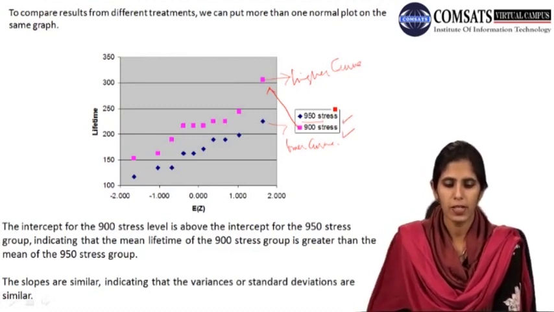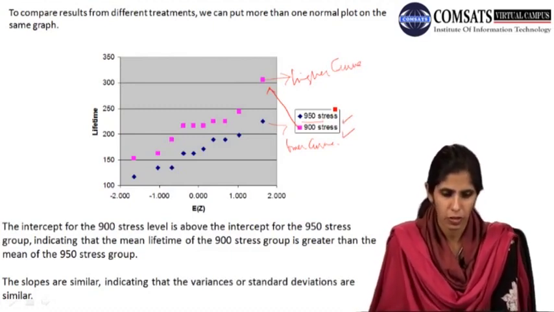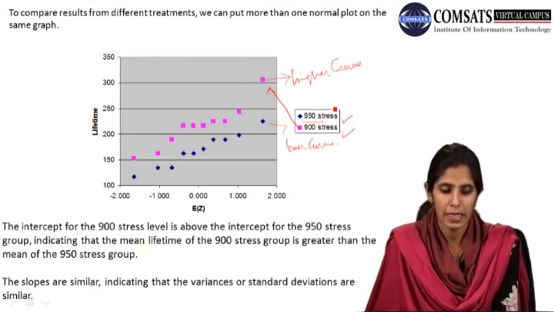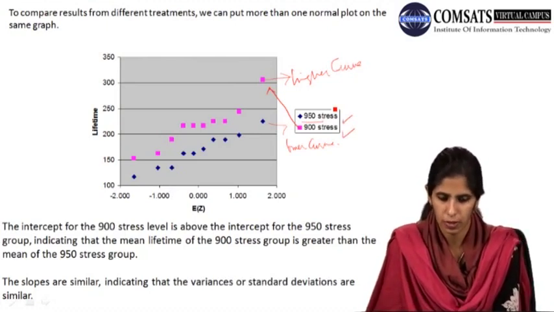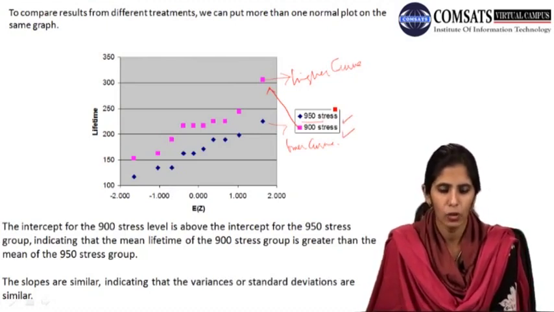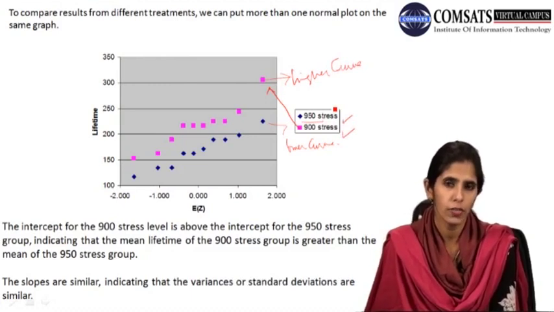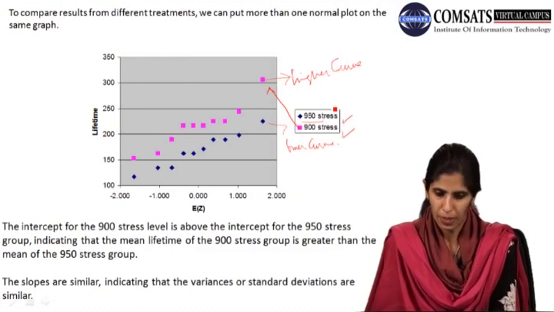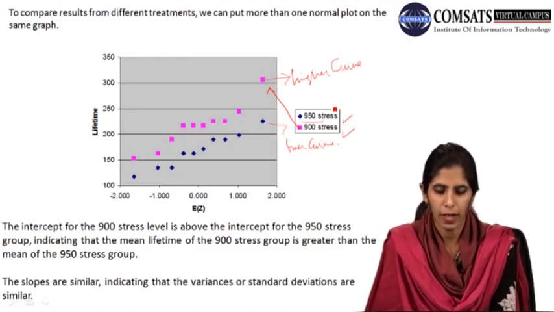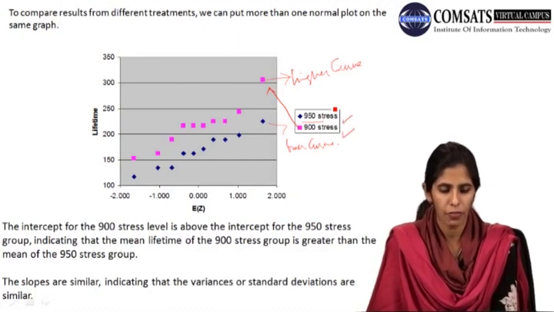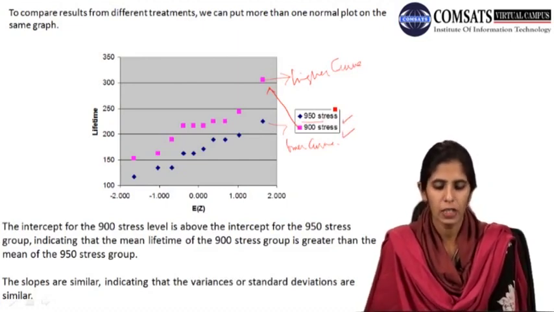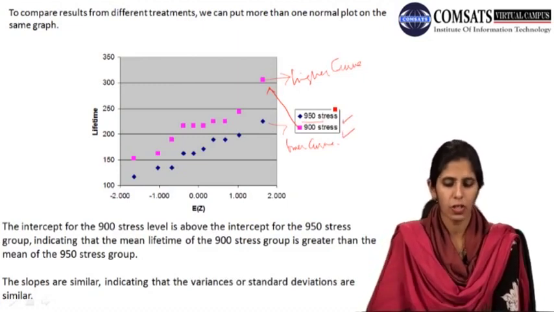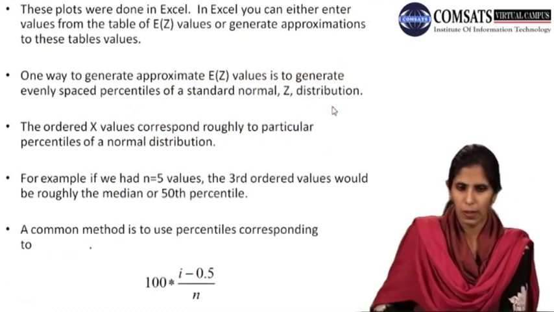So the intercept for 900 stress is above the intercept for 950 stress, indicating the mean lifetime of the 900 stress group is greater than the mean of the 950 stress group. This means that if these are two different curves and their positions are parallel, then the lifetime of the 900 stress group and the lifetime of the 950 stress group are different, and that is why their y intercept is different, whereas the slopes are similar, indicating that the variance or standard deviation is similar in between.